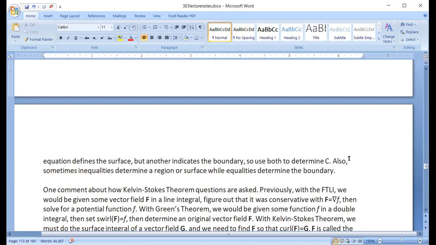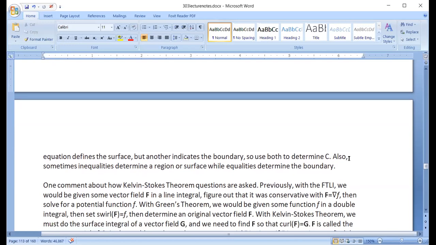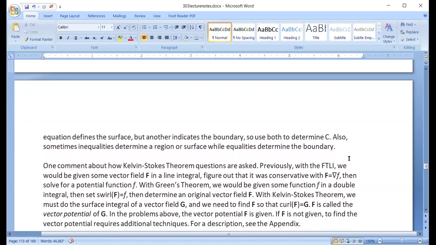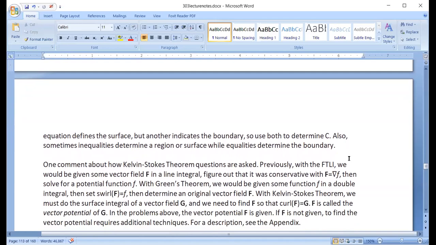Now, with Kelvin-Stokes theorem, in one direction you do the surface integral of some vector field G, and then you need to find, as we saw in one of the last problems, a vector field F so that the curl of F equals G. So this is actually a new thing. Now, F is called the vector potential of vector field G.